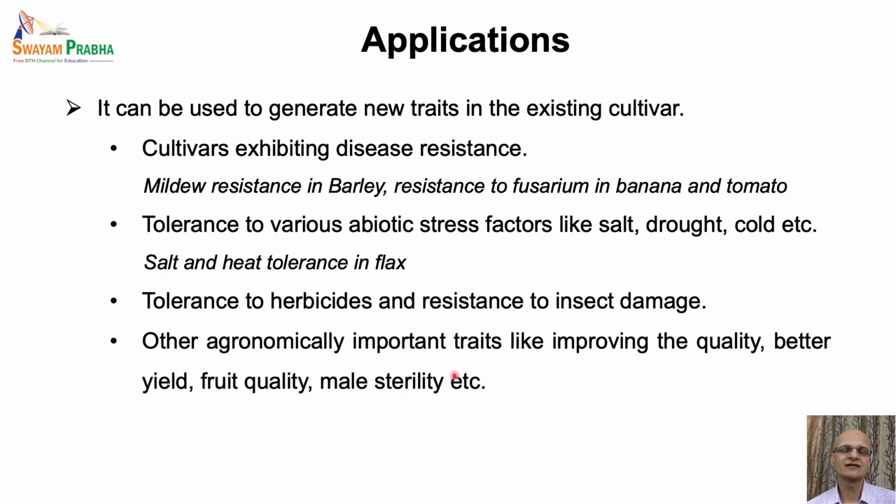Similarly, several other agronomically important traits like improving the quality of the product, better yield, fruit quality, or male sterility have been introduced in several plants. Several other characters like thornless blackberries, improving the cooking quality of grains, improving the nutrition quality or yield in wheat and mustard, and reducing the browning of tubers in potato. These traits have all been introduced in these species through somaclonal variations.